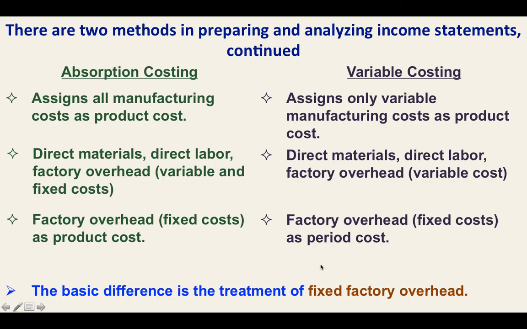Okay? So the basic difference between absorption costing and variable costing is the treatment of fixed factory overhead. Ano yon? Ang ibig sabihin, itong fixed factory overhead na ito under absorption costing, product cost siya. Itong fixed factory overhead na ito under variable costing, okay, is period cost, hindi siya product cost. Okay, yun ang main difference. Let's continue doing the analysis.